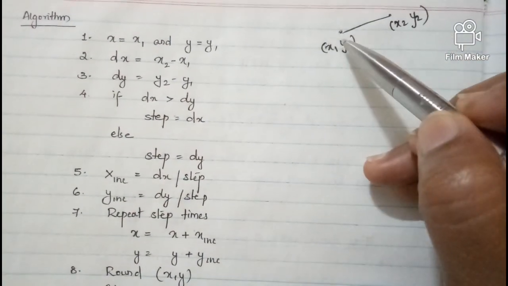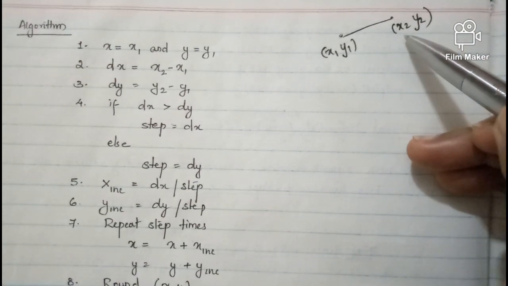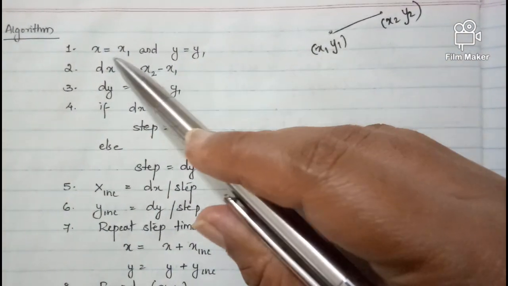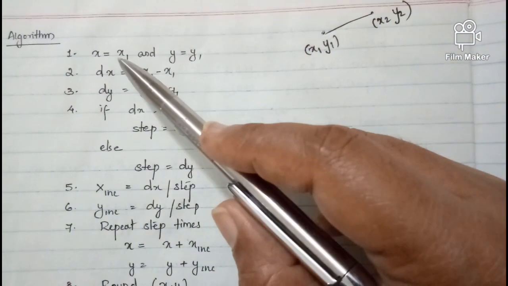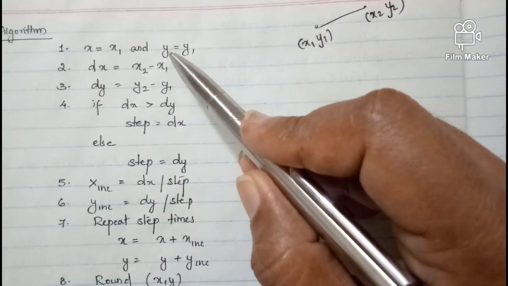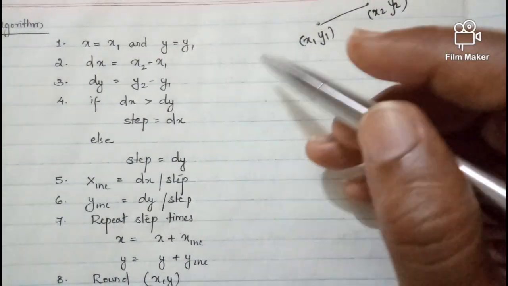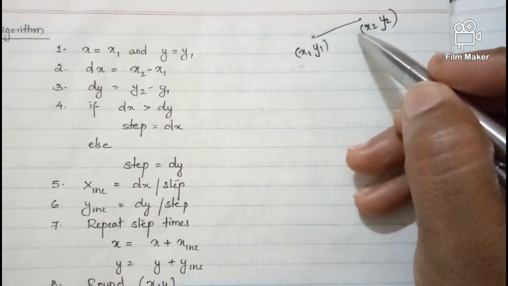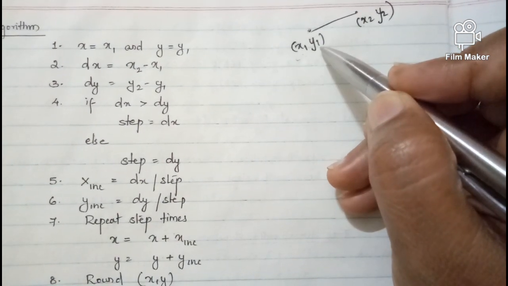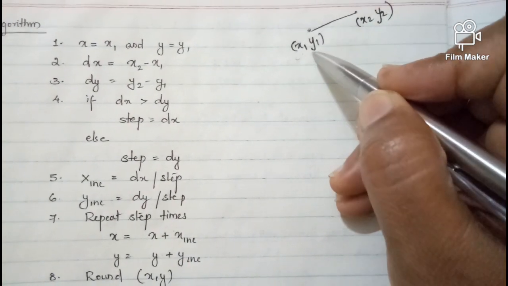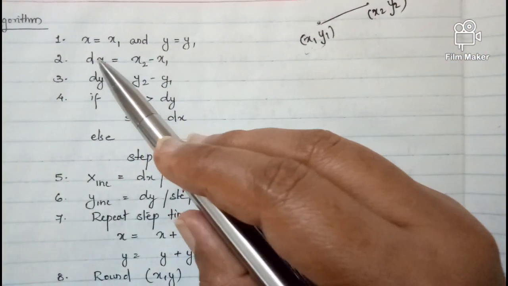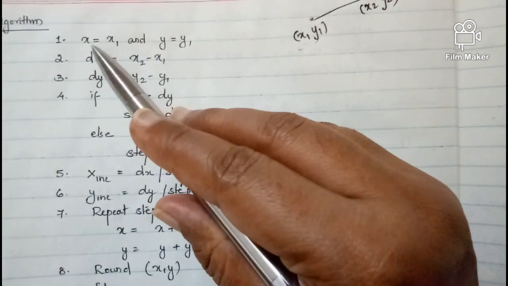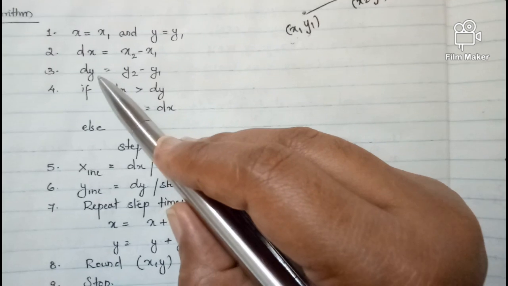We know that if this is the line, the starting point is labeled x1, y1 and the ending point is labeled x2, y2. Store the values of x1 and y1 in two separate variables x and y. After that, you have to compute the values of delta x and delta y. Delta x is computed by x2 minus x1 and stored in dx, and delta y is computed by y2 minus y1 and stored in dy.